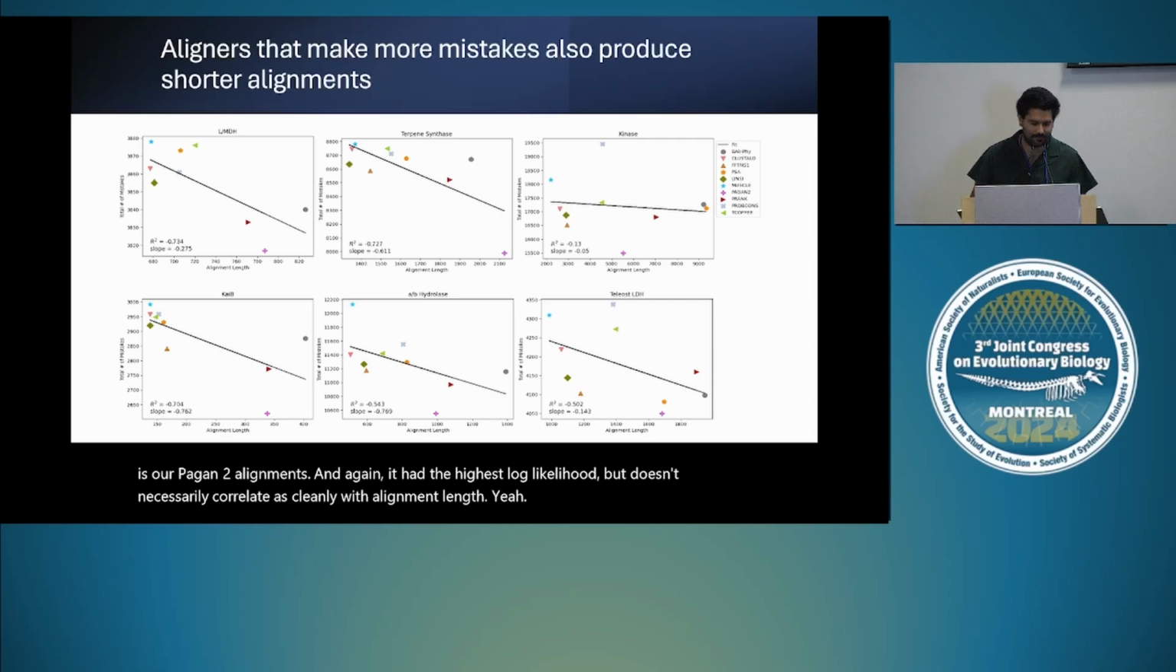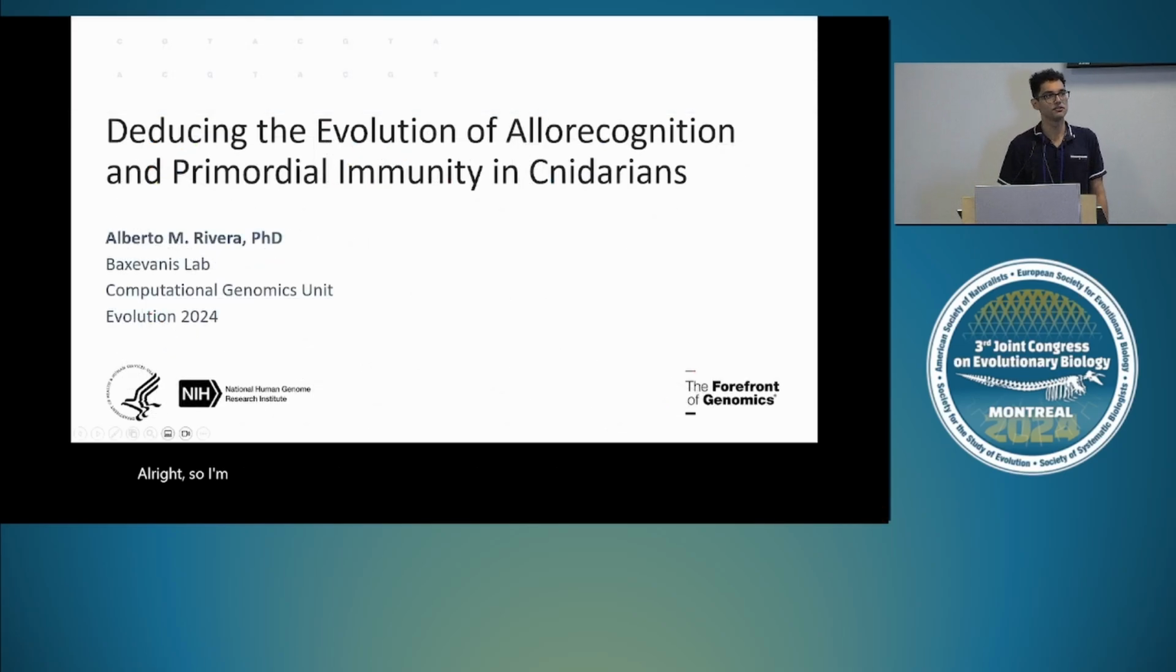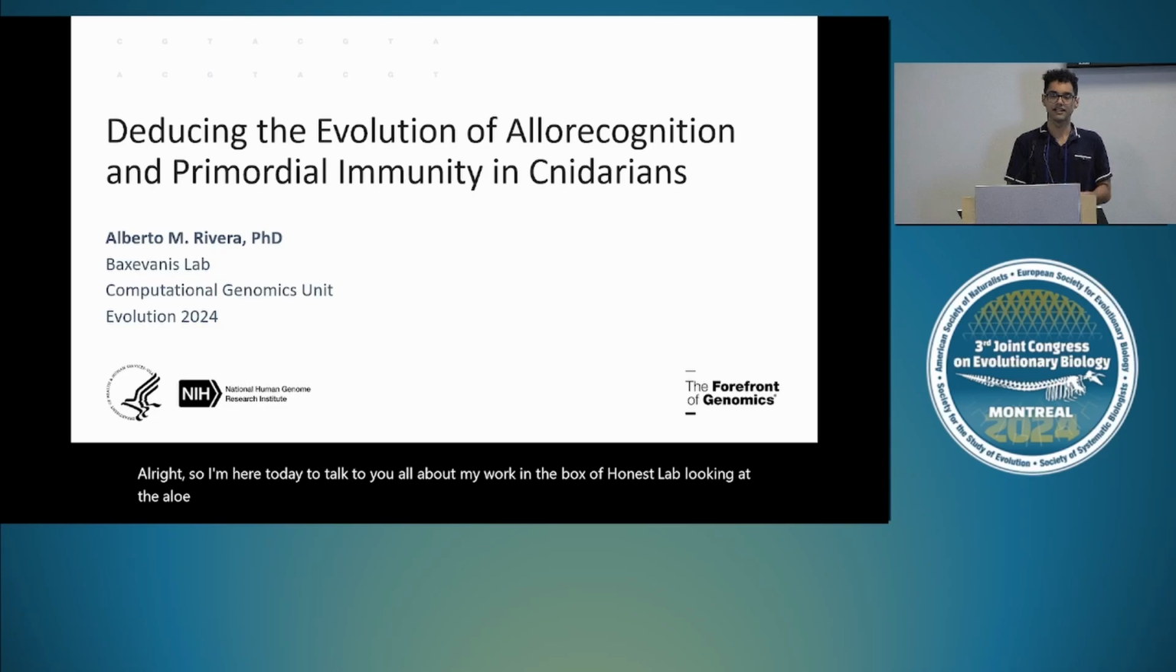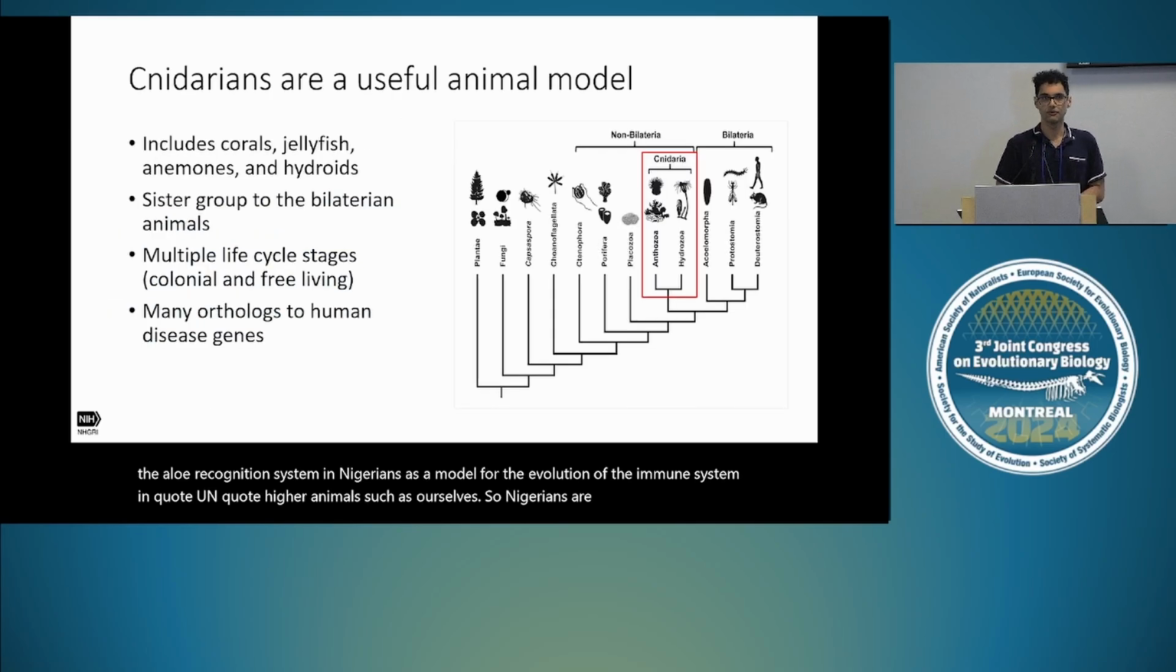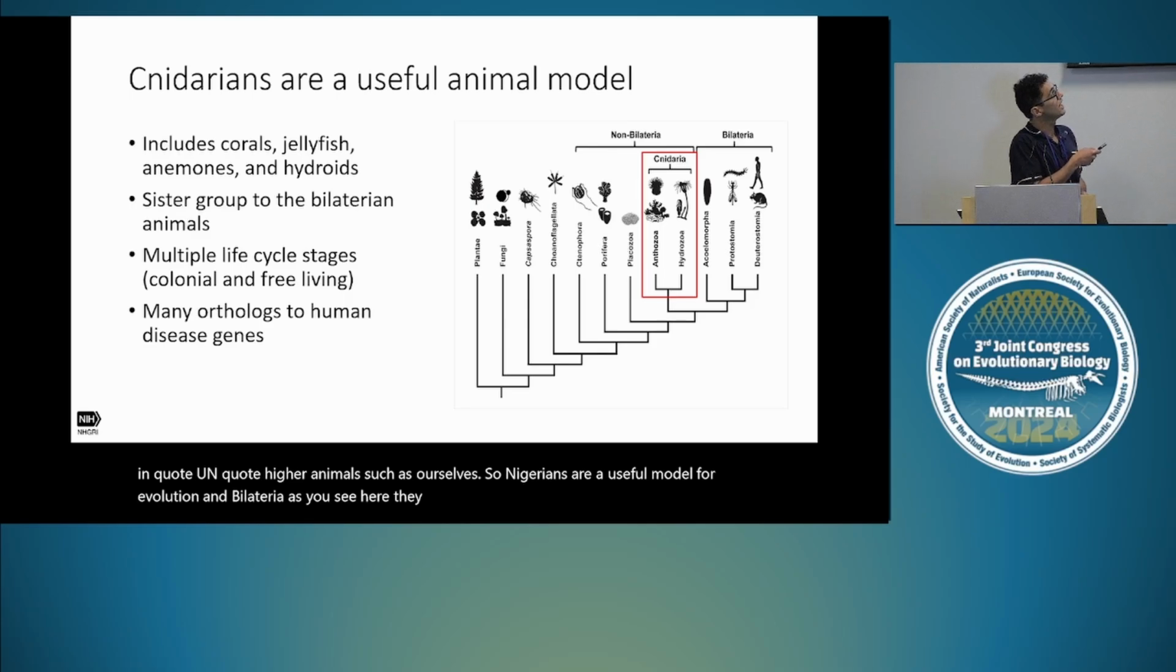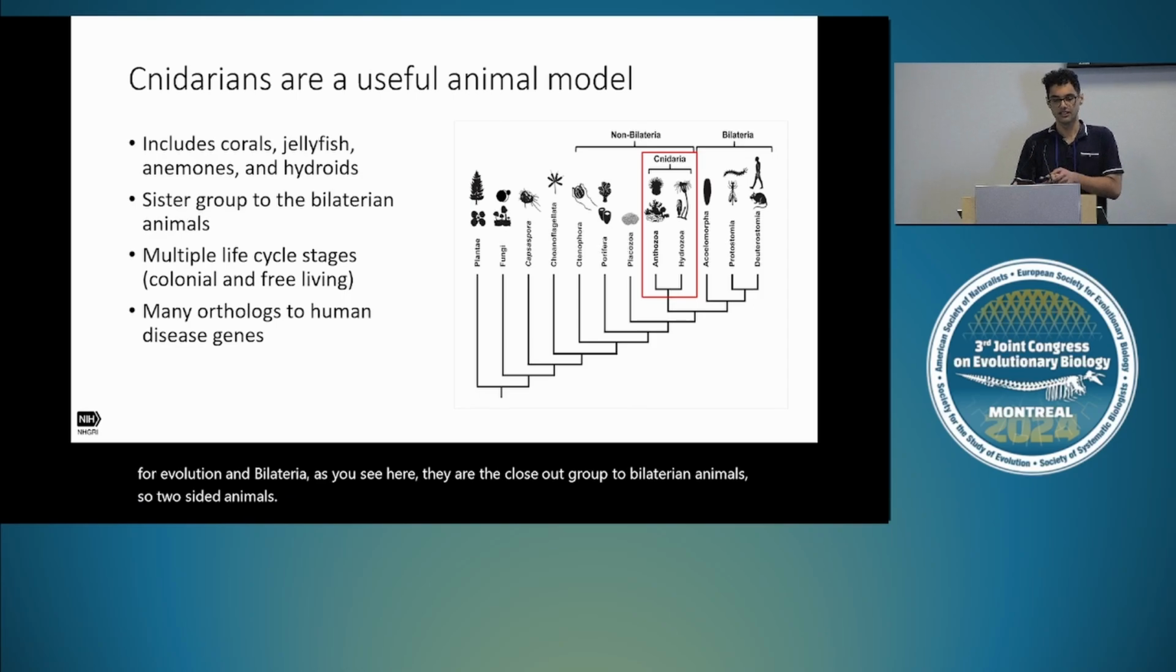Cool. Thank you. So I'm here today to talk to you all about my work in the Boxavanis lab, looking at the allorecognition system in cnidarians as a model for the evolution of the immune system in quote-unquote higher animals such as ourselves. So cnidarians are a useful model for evolution in bilateria. As you see here, they are the close outgroup to bilaterian animals, so two-sided animals. Cnidarians include jellies, corals, anemones.